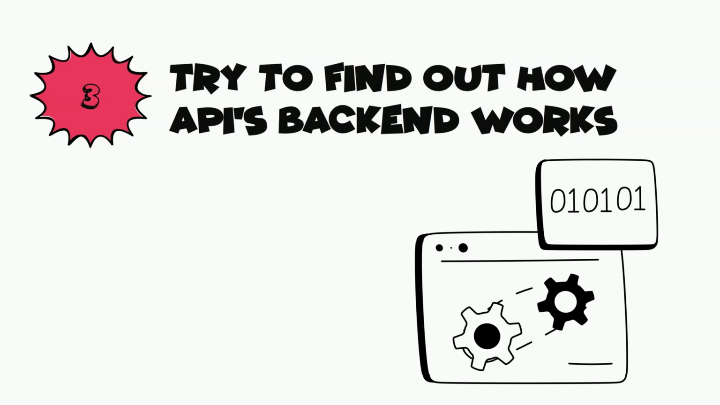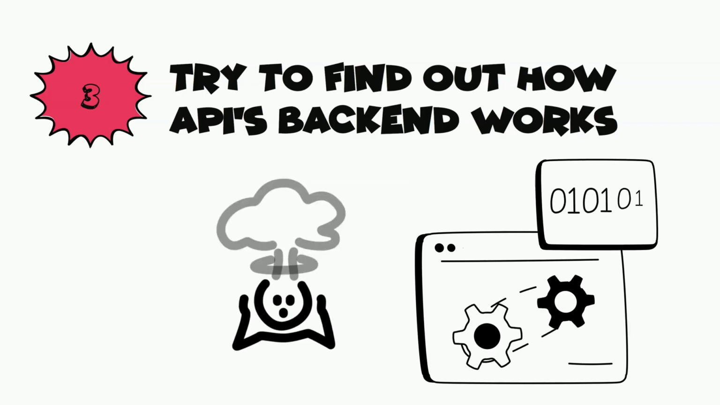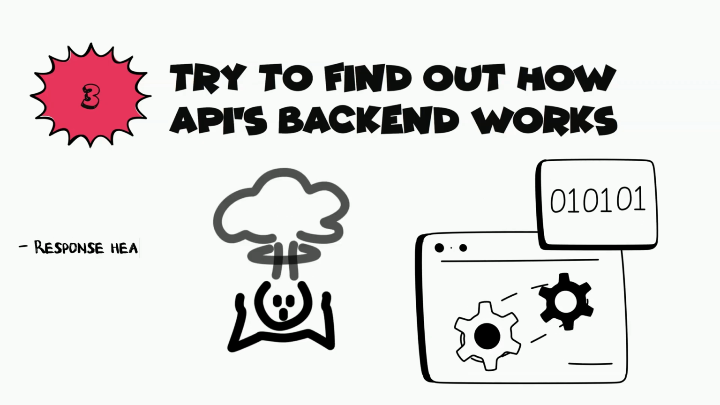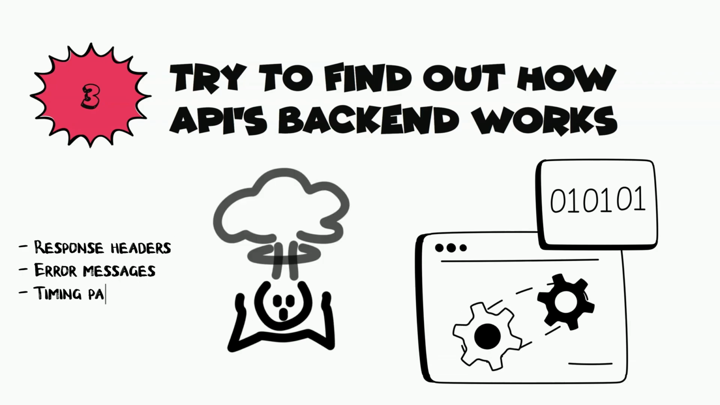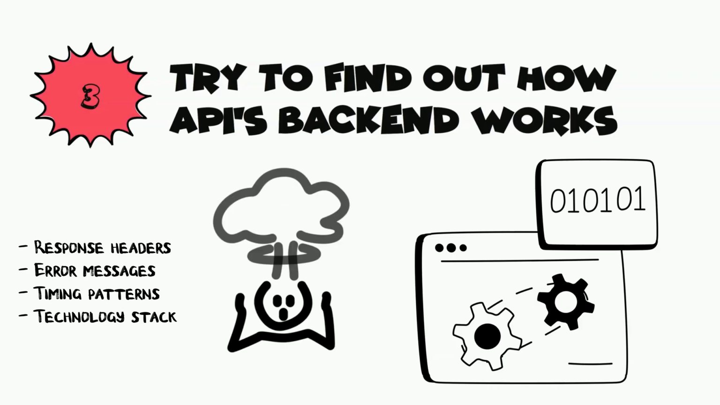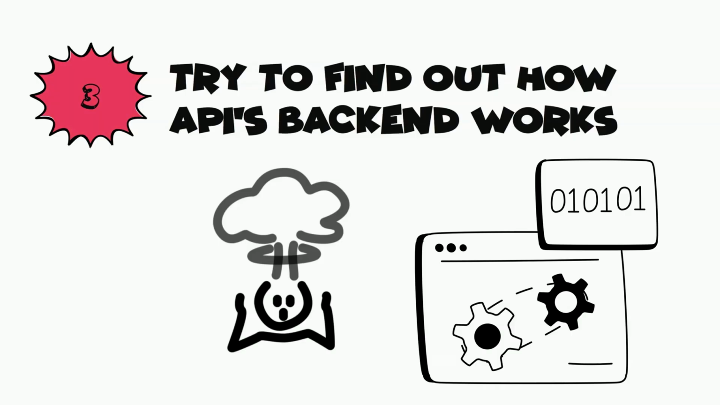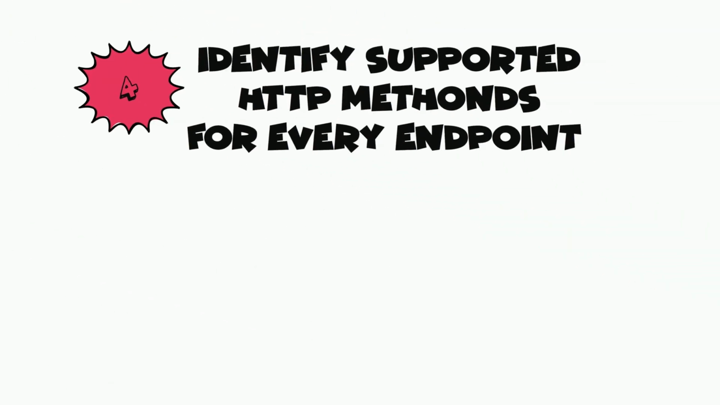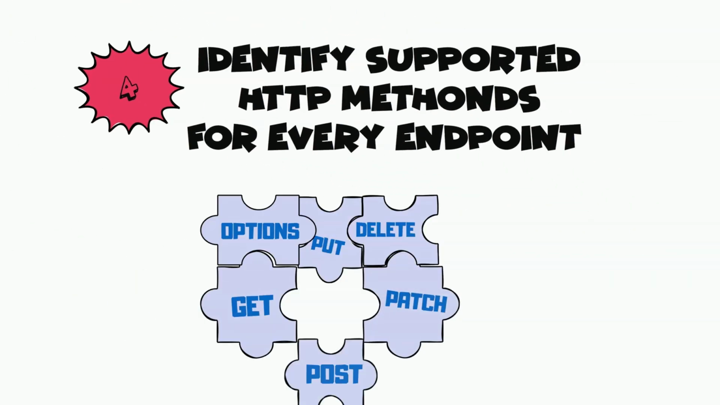Step 3. Understand the backend architecture. Now, try to figure out how the backend actually works by analyzing things like response headers, error messages, and timing patterns. Understanding the technology stack is really important because different frameworks and languages have specific vulnerabilities. So once you know what you're dealing with, you can focus your testing on weaknesses that are relevant to that particular setup.